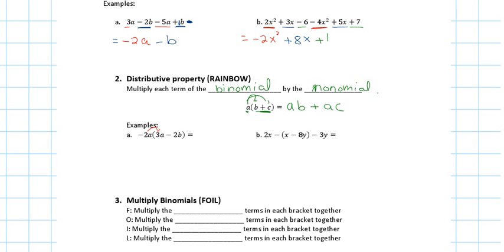Okay? So you're going to multiply the numbers together. So that's going to be negative 6a squared. A times a is a squared. Okay? Are we okay with that? Yes. Okay? Then I'm going to have to multiply the negative 2a by the negative 2b. What do I get? Positive 4ab. Okay? Negative 2 times negative 2 gives me positive 4. A times b is a times b.